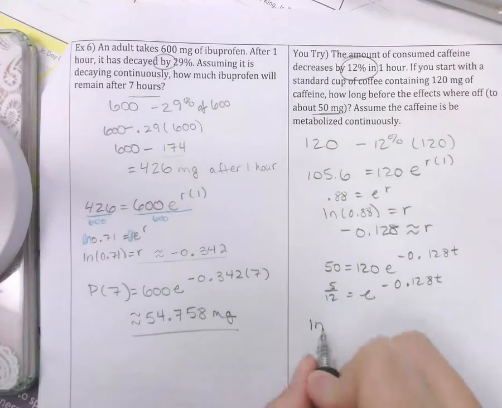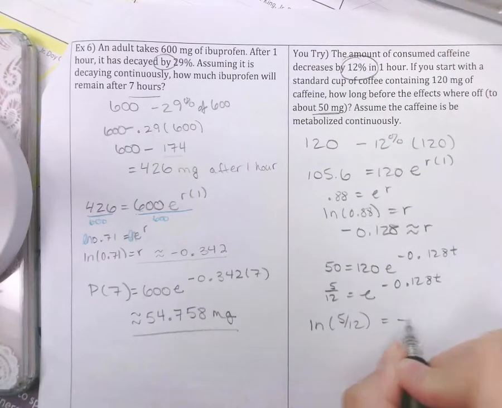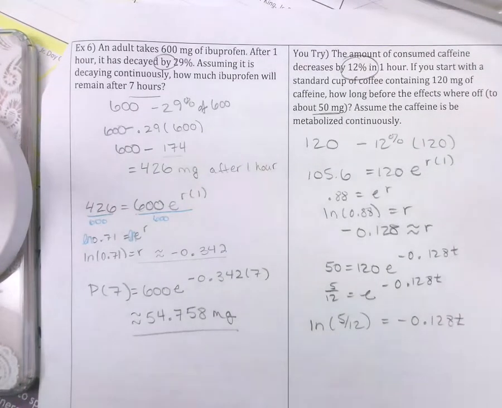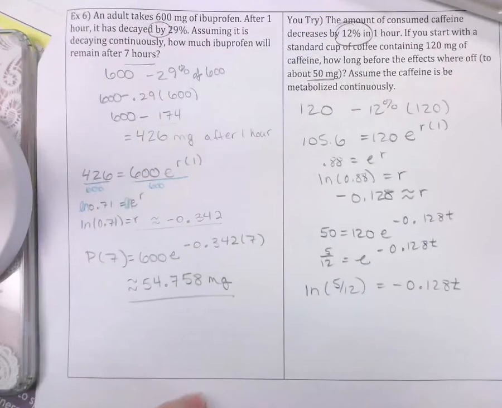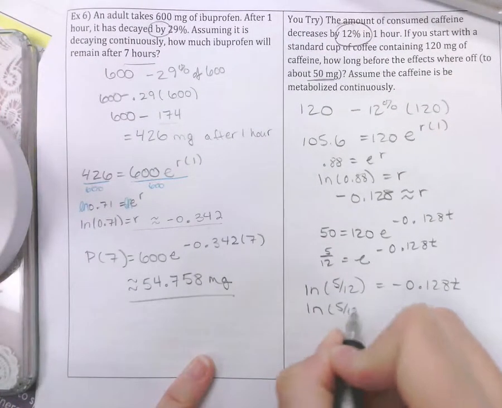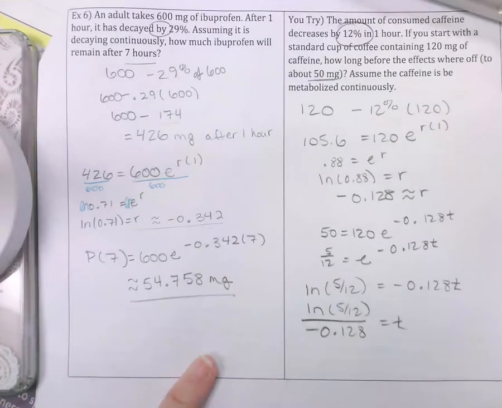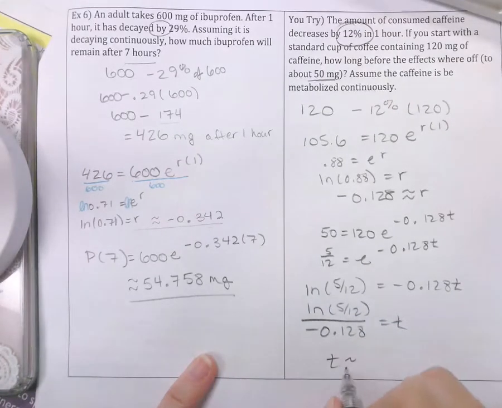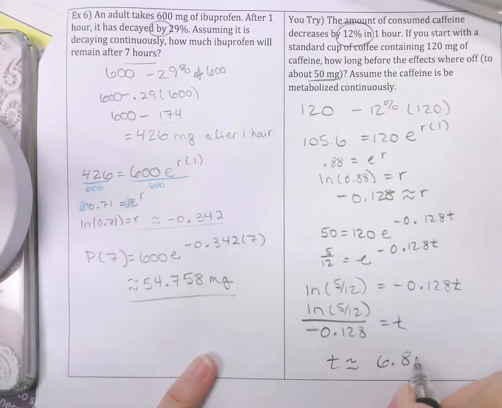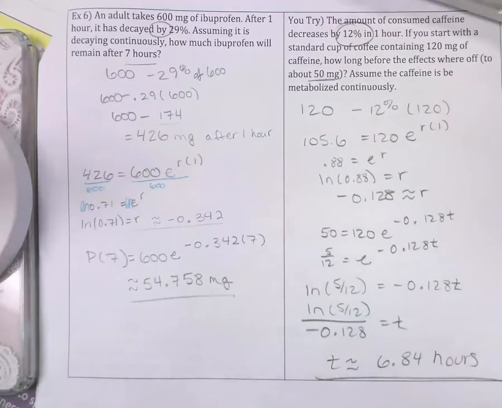Then you take the natural log of both sides to get rid of e. And then you divide by negative 0.128. And you get 6.84-ish, and this is hours. So in about 7 hours, you need another cup of coffee.